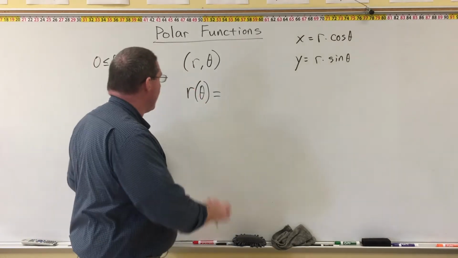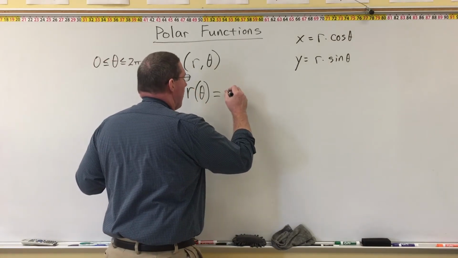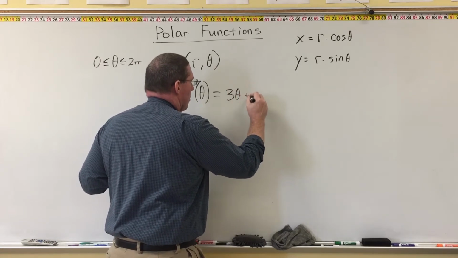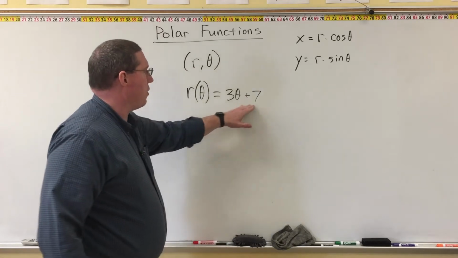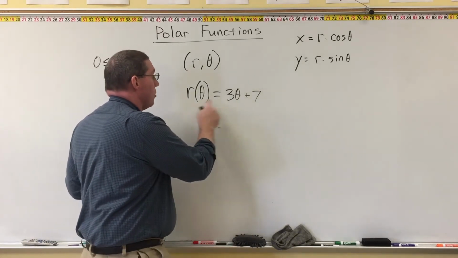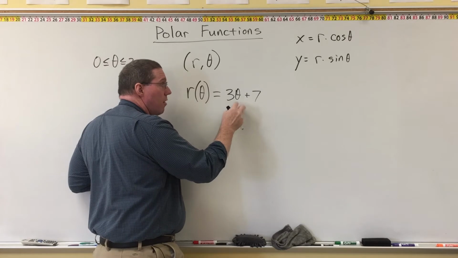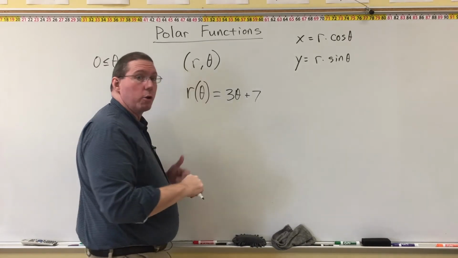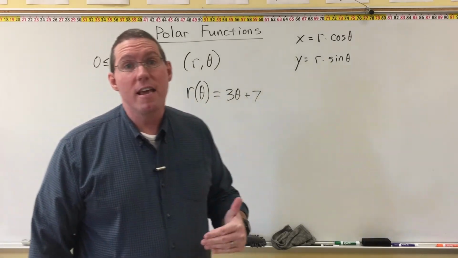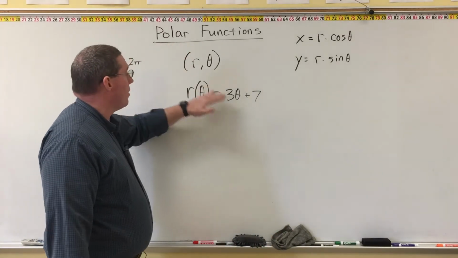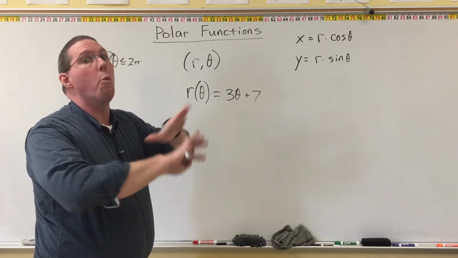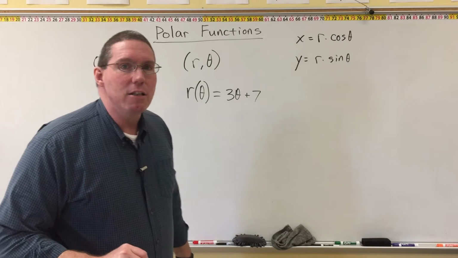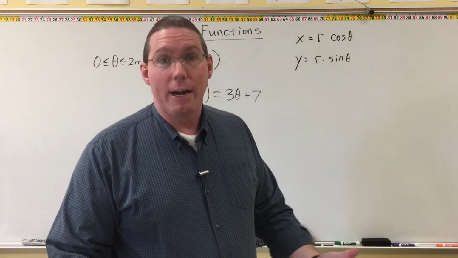So for example, we can have r is equal to 3 theta plus 7, okay? Now, in x and y, this would be linear, but this is not linear. In fact, I'm going to show you in just a little bit. We're going to go on Desmos, and you're going to see that these polar functions, when they create a graph, are weird looking, very weird looking, but also very neat looking, creating very pretty patterns.